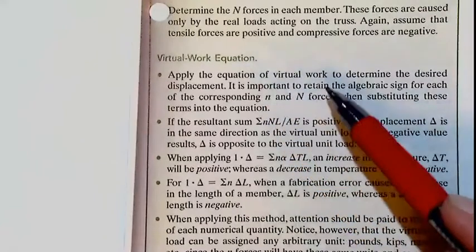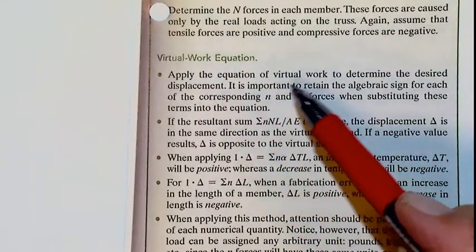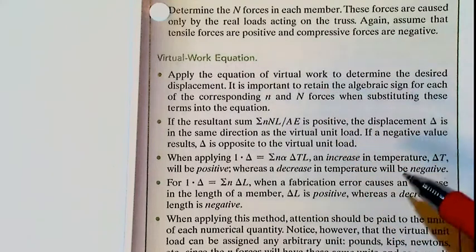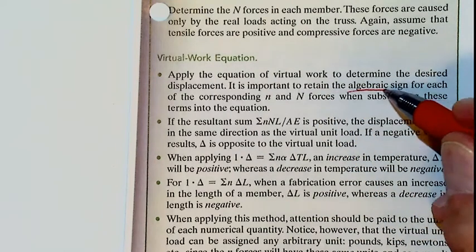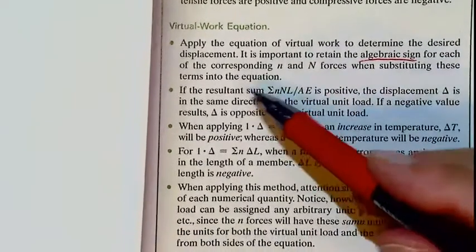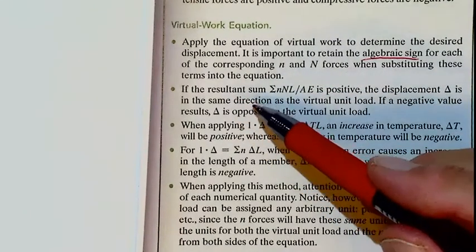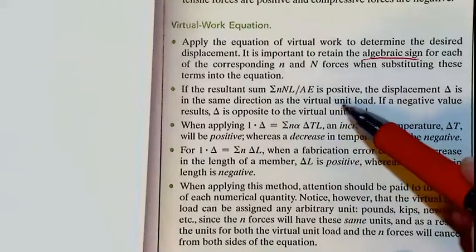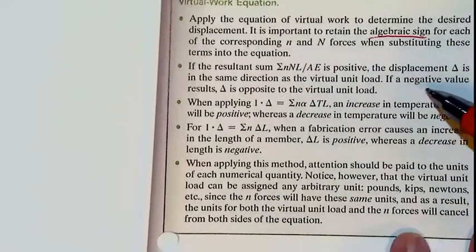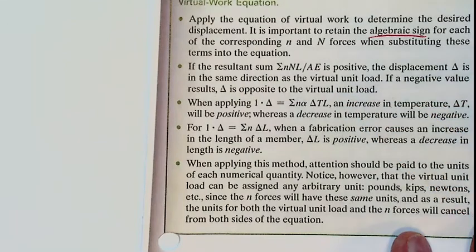Apply the equation of virtual work to determine the desired displacement. It is important to retain the algebraic sign of each of the corresponding n and N forces. If the resultant sum is positive, the displacement is in the same direction as the virtual unit load. If it is negative, then it is opposite of the virtual unit load.